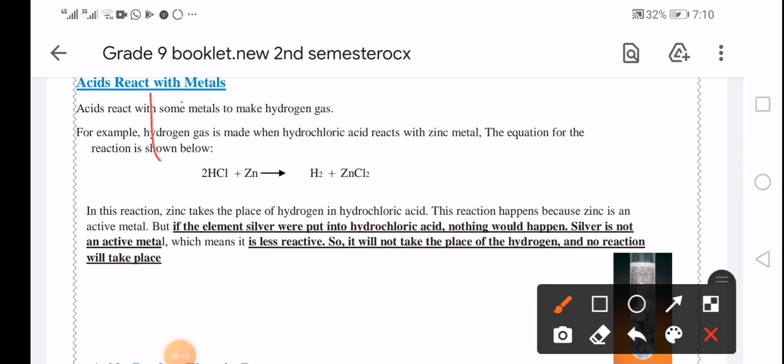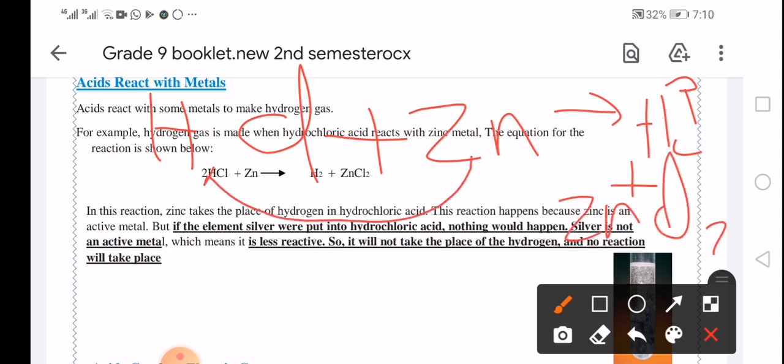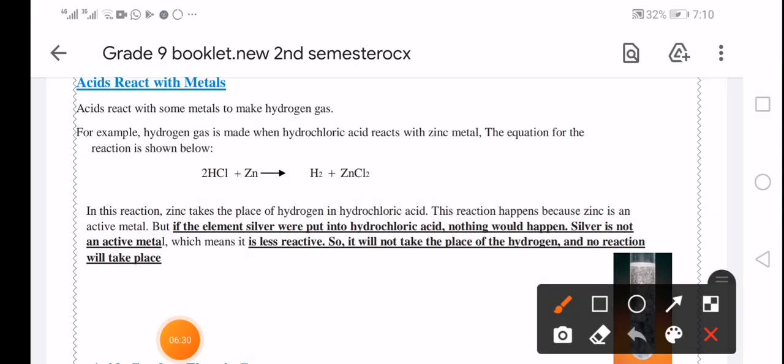Look, HCl plus zinc forms hydrogen gas plus zinc chloride. Zinc takes the place of hydrogen, replaces the hydrogen, and forms zinc chloride. Look here, zinc replaces the hydrogen and forms zinc chloride.